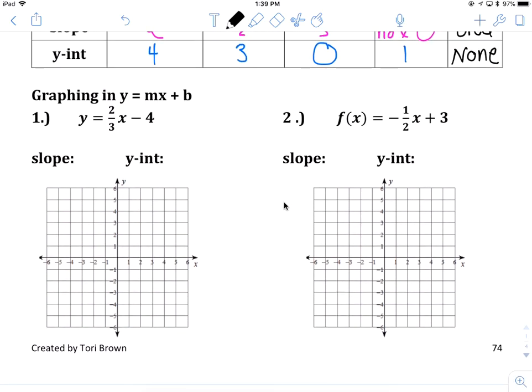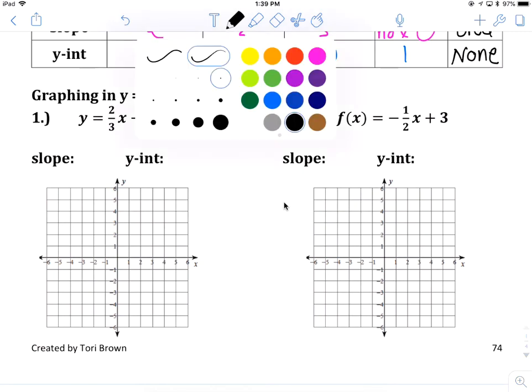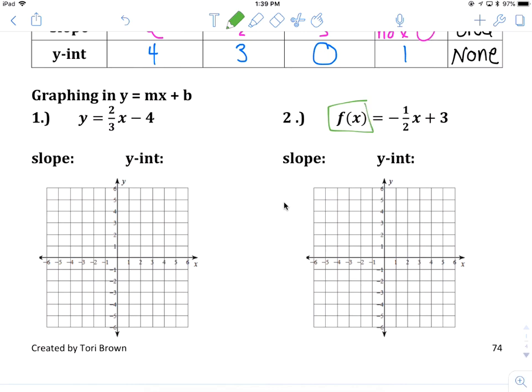Okay? All right, let's go ahead and set up the first two problems. One of the first things that I want to make sure that you know, let me change colors real quick. One of the first things I want to make sure you know is that f of x is the same as y equals. So you're going to see both mixed in this unit, but they mean the same thing.